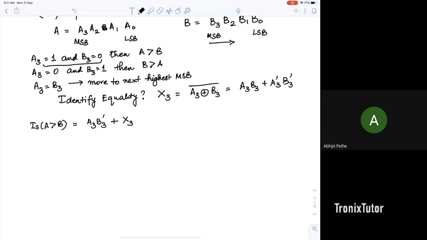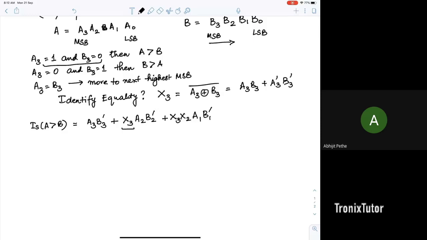A3 and B3 are equal and A2 is greater than B2. What I'm doing in the second term is I'm saying that I will go to the second term only when my first two MSBs are equal. So that's when X3 is high. When X3 is high, then I'll compare the next highest MSB, which is A2 and B2. And again, if A2 is 1 and B2 is 0, then I will make the call that A is greater than B. If not, so if both are equal, then I will look at the next highest.